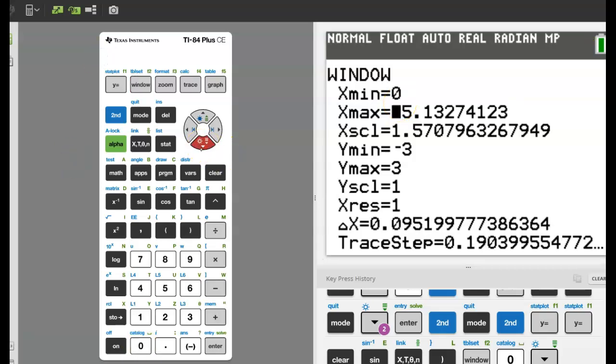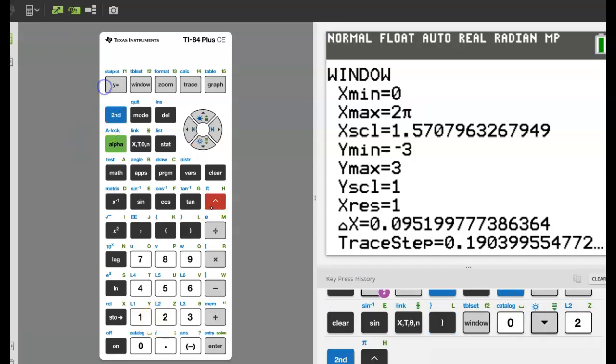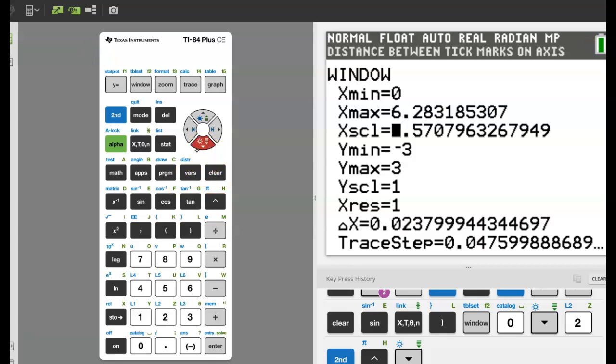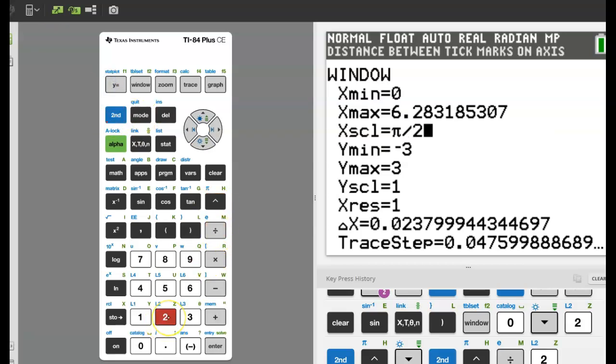And then my x max, you literally just got to put in there 2 pi. So it goes 2 pi. To get the pi key, remember just go second and then the caret key. And then our x scale, I want to be pi over 2. So you go to x scale, which just gives us up in quarters. And the thing about it is, like when we're going around the unit circle, then you just got to go second pi, and you can literally go divided by 2, and that would put it as pi over 2.